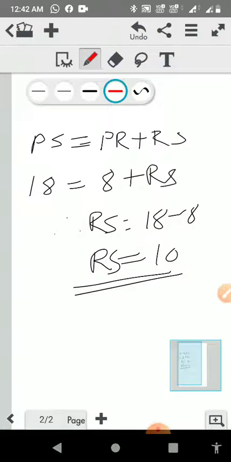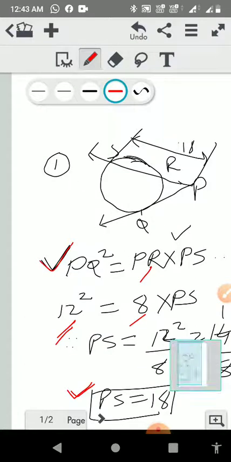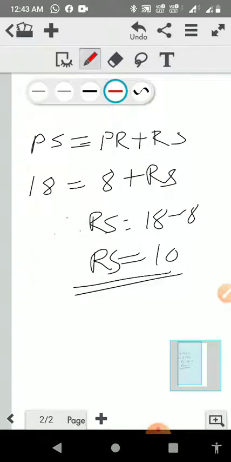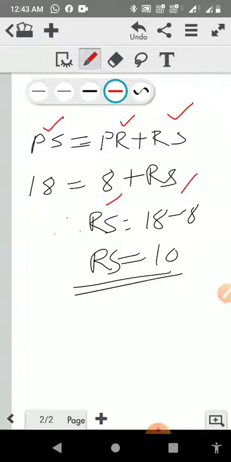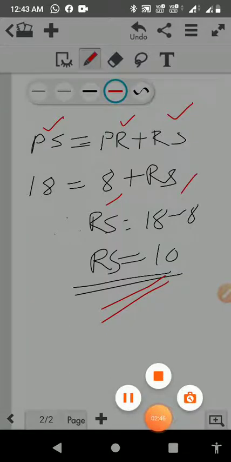Now I have to calculate the value of RS. Referring to the diagram, PS is nothing but PR plus RS. So PS equals PR plus RS, where PS is calculated as 18 and PR is 8, so we can calculate RS. Therefore RS equals 18 minus 8, so I get RS as 10 units. In this way you can calculate the first question.